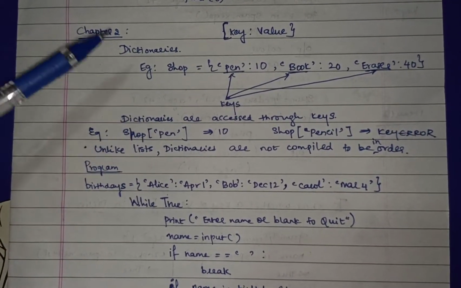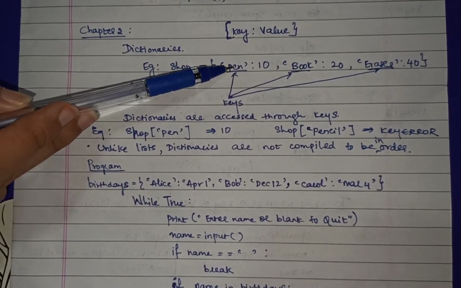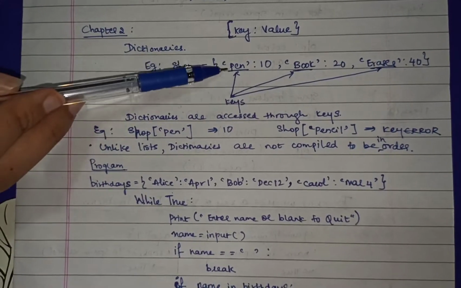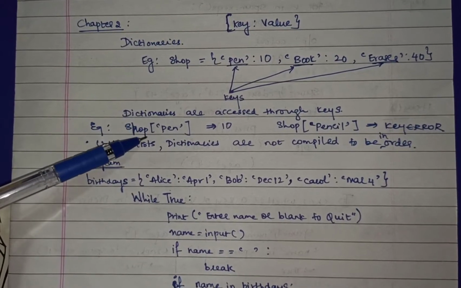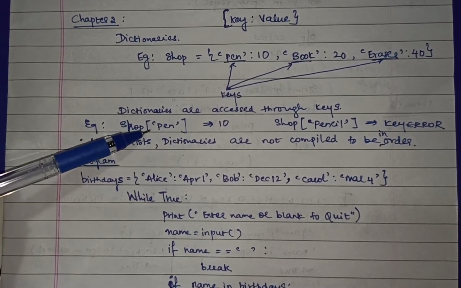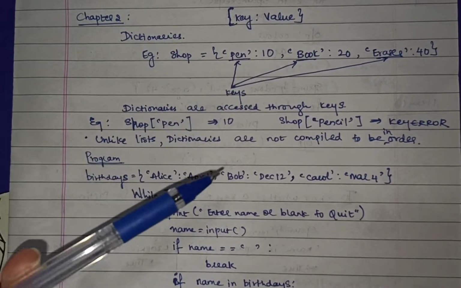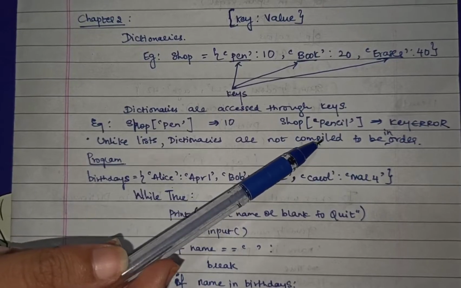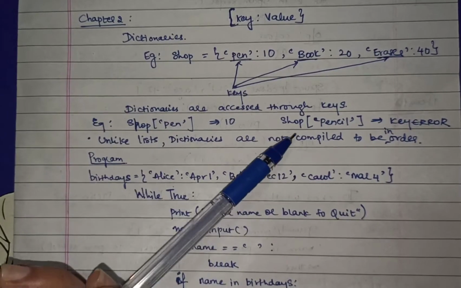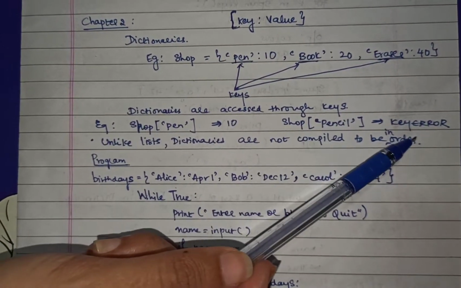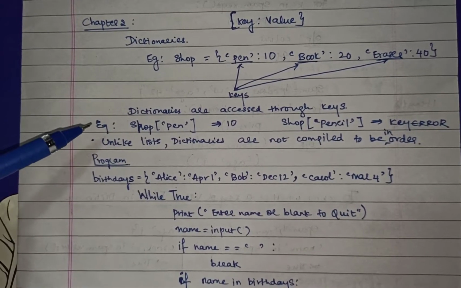Now dictionaries are accessed through keys, so you can access the value of pen by using the key, that is, the key here is pen. So how do you do it? You specify the dictionary name, and within the brackets you specify the key, that is pen here, and it will give you back the value. Suppose you want to access something like pencil, which is a key that is not present in the dictionary shop, and when you try to access it you'll get a key error. So this is about accessing the values using the keys in dictionaries.